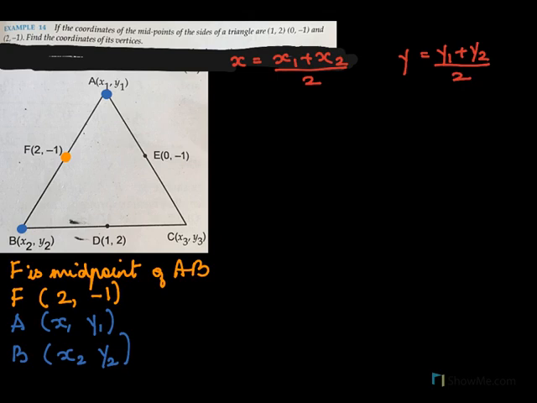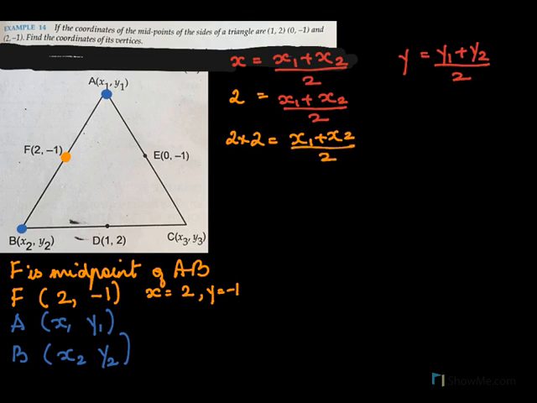And let's put the values. In this case we know our x is 2 and our y is -1. These are the midpoints. So I can say 2 equals x1 plus x2 divided by 2. I take the 2 on the other side, so I get 2 into 2 equals x1 plus x2, so 4 equals x1 plus x2. So this is one equation.